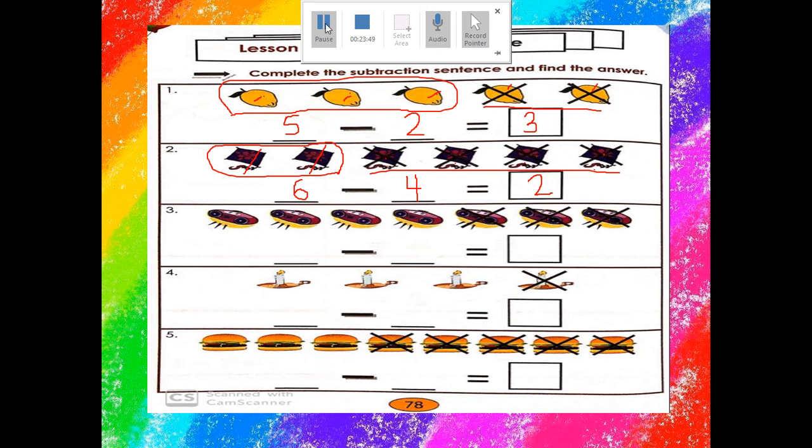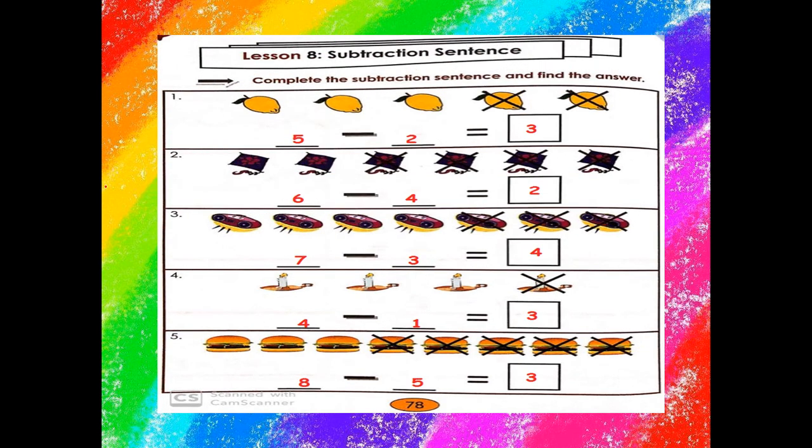Okay, so let's check. Okay. So 5 minus 2 equals 3, 6 minus 4 equals 2, 7 minus 3 equals 4, and 4 minus 1 equals 3. And we have here 8 minus 5 equals 3. So are all your answers right? Okay.